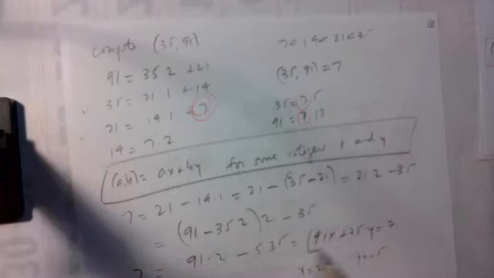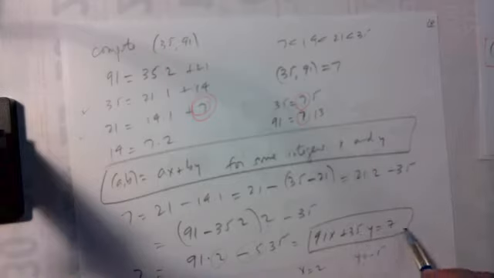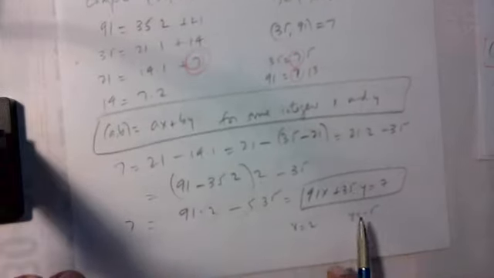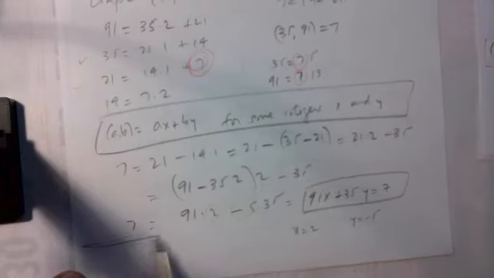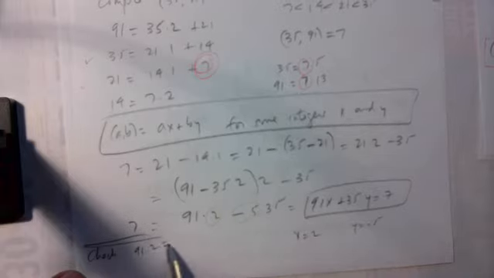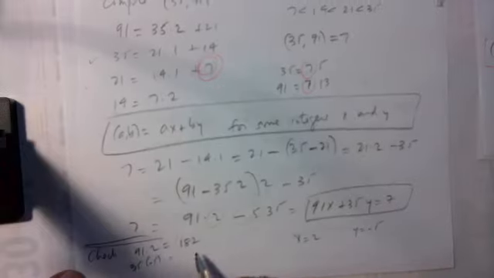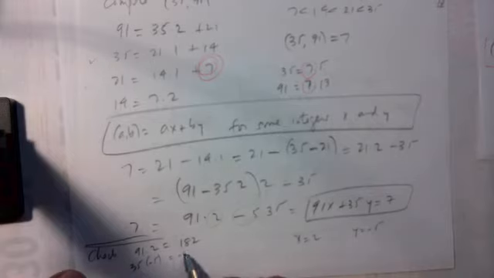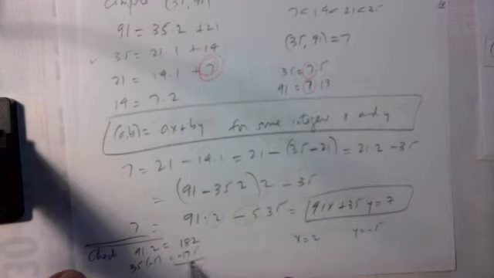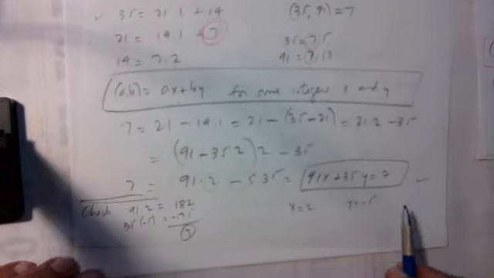So I used the Euclidean algorithm to express the greatest common divisor of 91 and 35 as a linear combination of 91 and 35. Let's just check that the arithmetic works. 91 times 2 is 182. 35 times minus 5 is minus 175. 182 minus 175 is 7. So this really is correct.